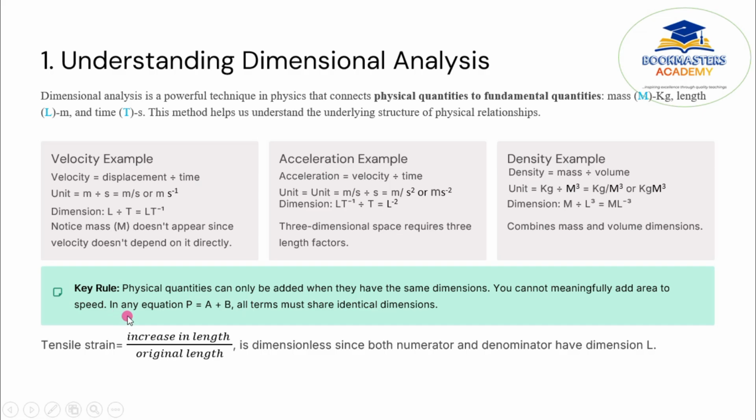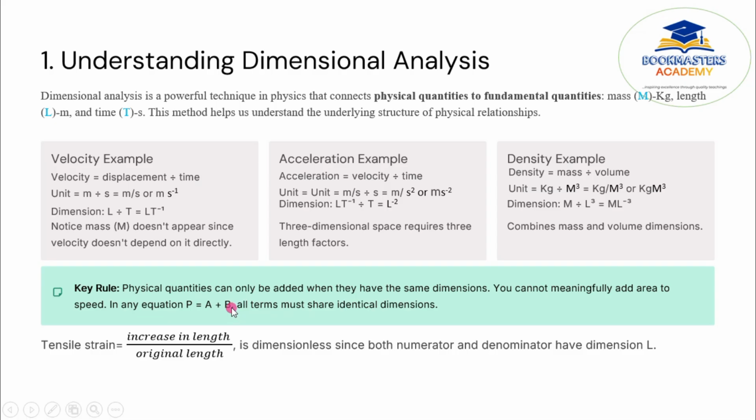So in any equation, P is equal to A plus B. For any equation such as this, all terms must share identical dimension. This means that if P doesn't have the same dimension as A, it's not possible. This equation is wrong. You can't have it. So that's how it works. So all of them, P must have the same dimension as A, must have the same dimension as B.